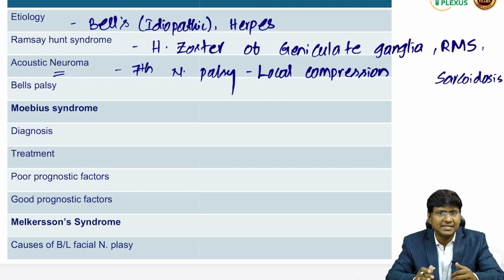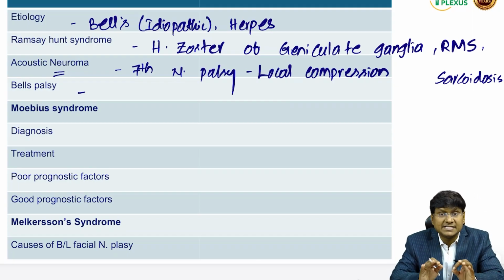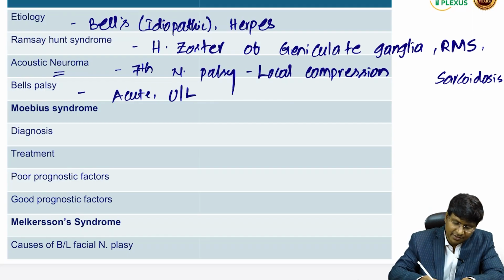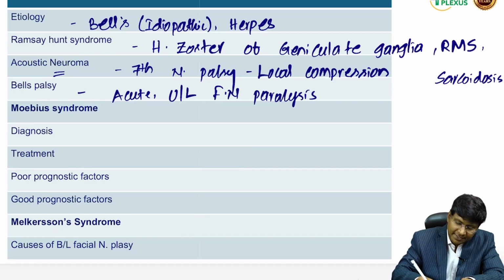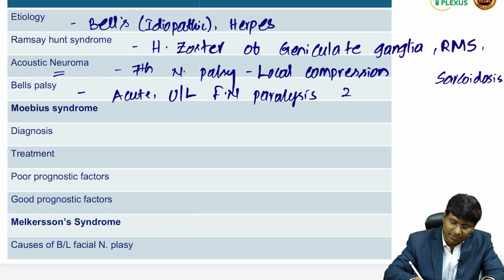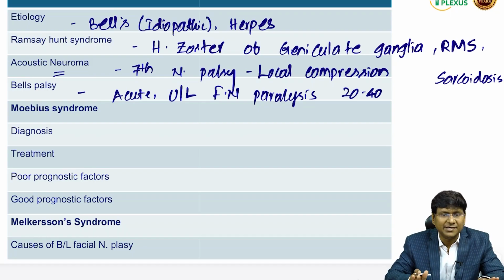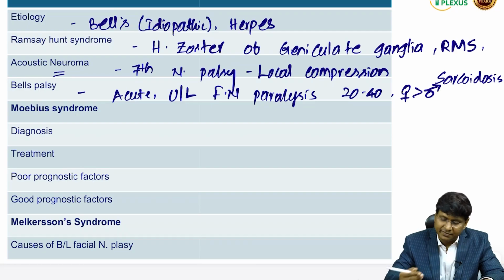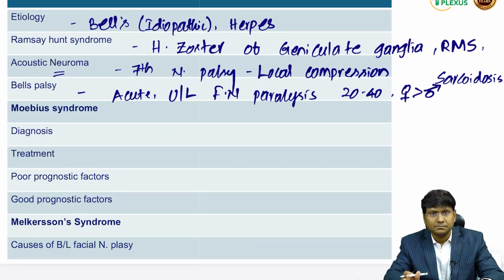Out of which, if you take the Bell's palsy, it is defined as acute unilateral facial nerve palsy, right? Acute unilateral facial nerve paralysis. And the Bell's palsy, the age group at which you see this very commonly is around 20 to 40 years. That is the age group at which you see this Bell's palsy very commonly. And this Bell's palsy is very common in pregnant women rather than men, right?